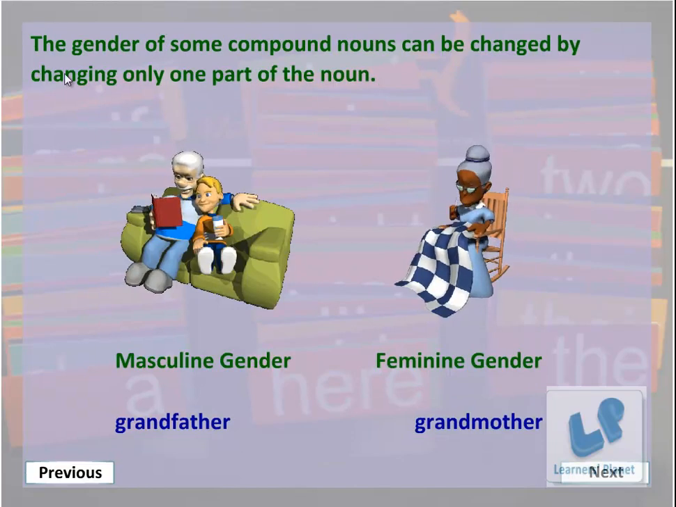Now, the gender of some compound nouns can be changed by changing only one part of the noun. So compound nouns are those words where two existing words are put together. So for example, grandfather. So one word is grand, the second one is father. So now, how can you change the gender of these types of nouns? So grandfather and grandmother. So over here, grand remains the common word and father and mother have been replaced. Similarly, it can be grandson and granddaughter.